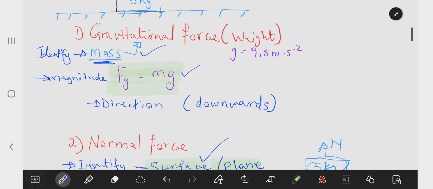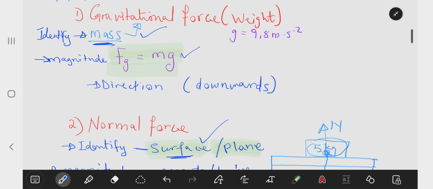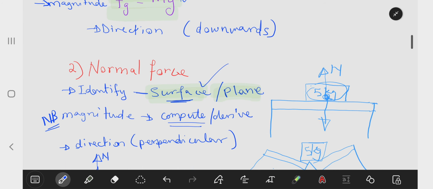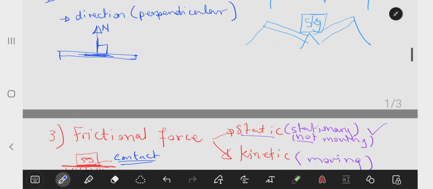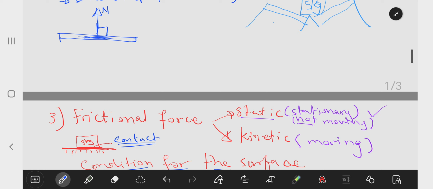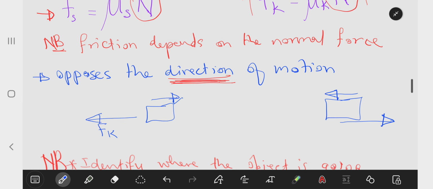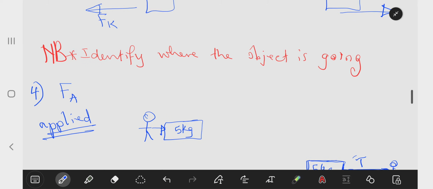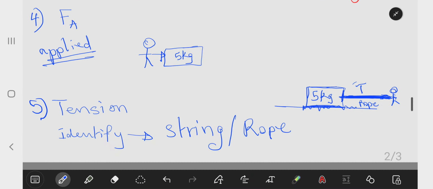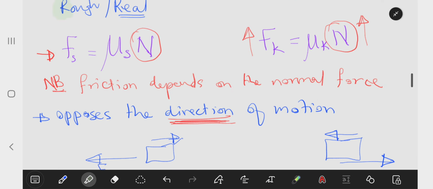And then how do you identify your normal force? Surface is your key term. How do you identify your frictional force? Rough surface is your key term. And then how do you identify your applied force? They usually mention that, you know what, there is a force which is applied on that object in a specific direction. And then in terms of tension, how do you identify your tension? You identify your tension using the key term string or a rope, okay?